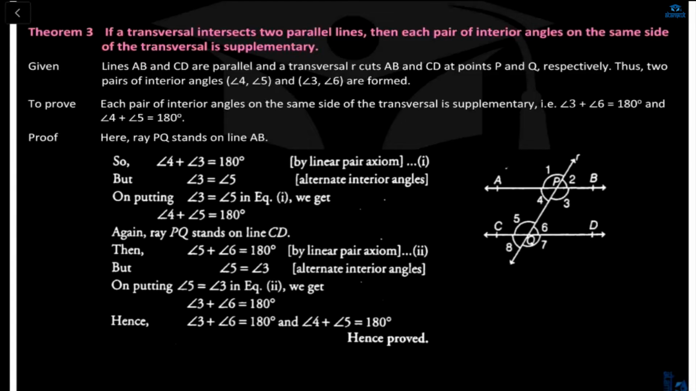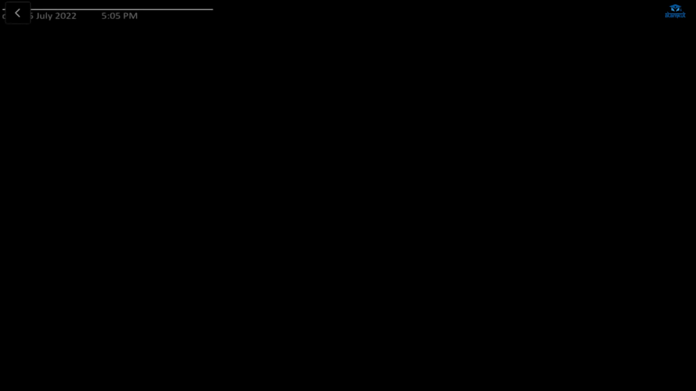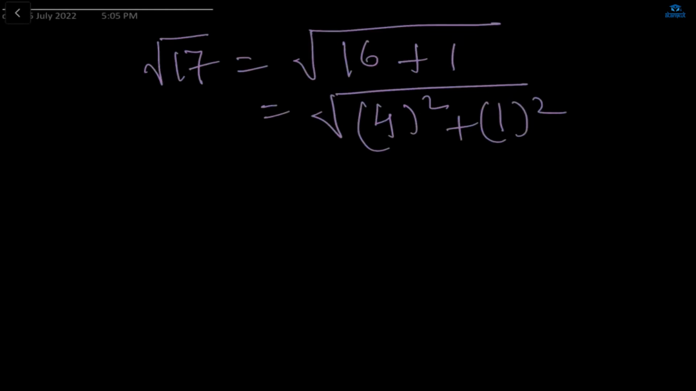So root 17 can be written as 16 plus 1, which you can take as 4 square plus 1 square. You can take A as 4 and B as 1. This way you can do.